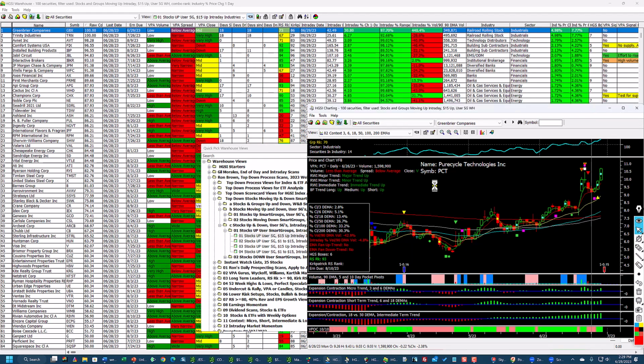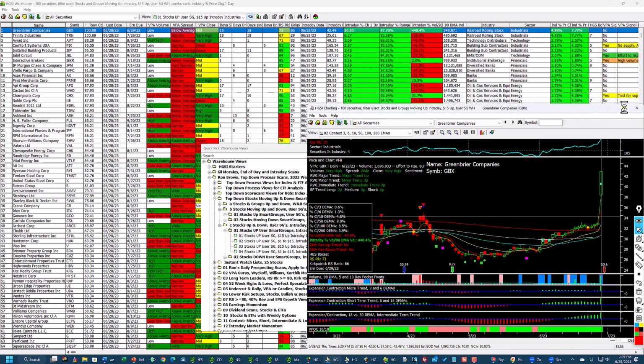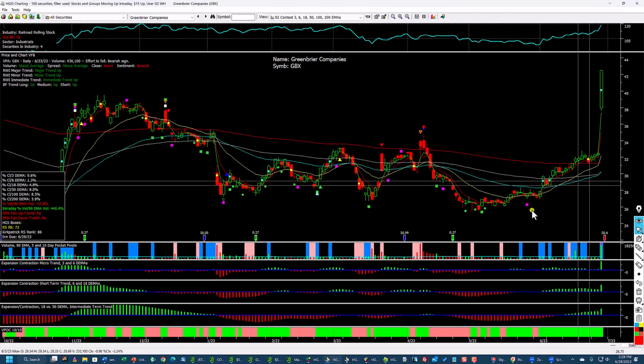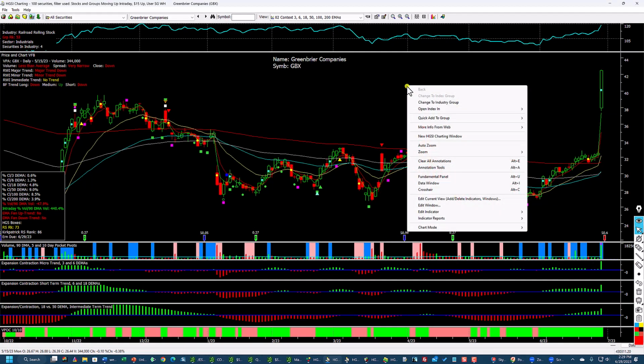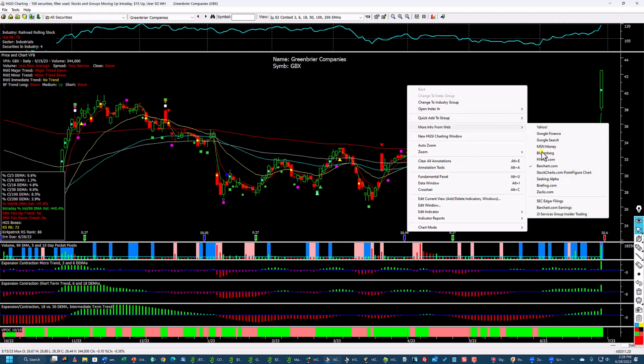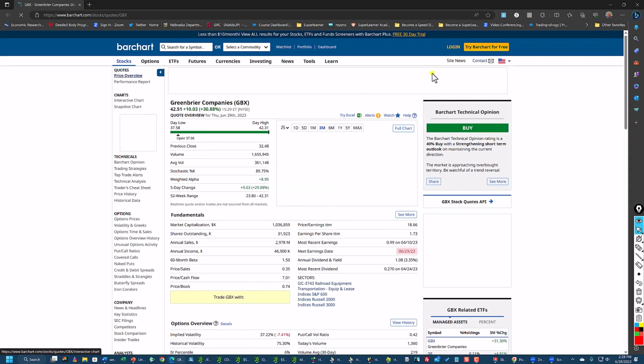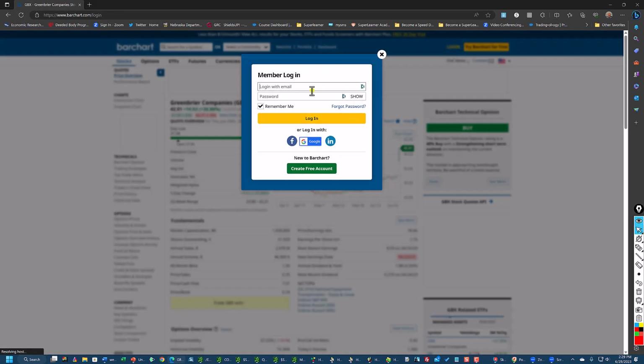So let's look at it. Well, obviously has to be news on this. So I'm going to get more info from the web. We'll go to bar chart first and see if anything's there. I need to log in to get rid of my ads.